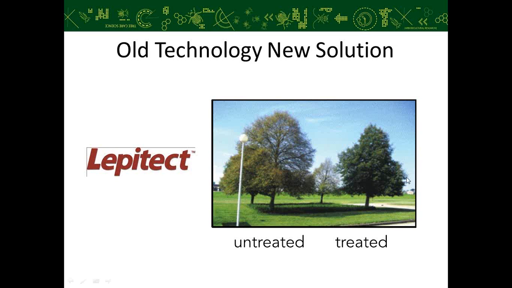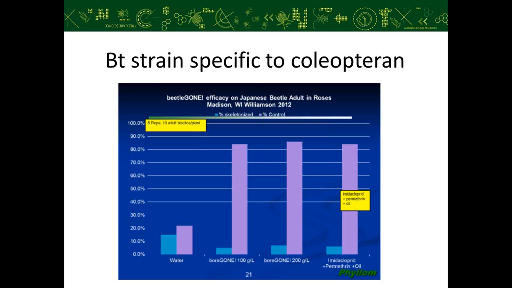This is a photo of Lepitec treated versus untreated trees, lindens in Ohio. This treatment, I should note, was made in early June, allowing for plenty of time of uptake. So that was actually a pre-bloom application. But Lepitec could be a treatment that you can pull out of the toolbox here for this.